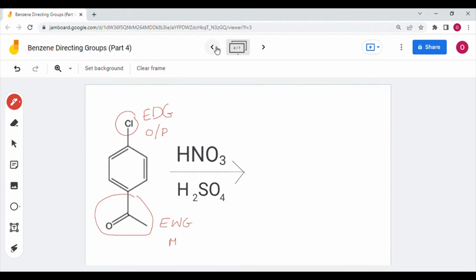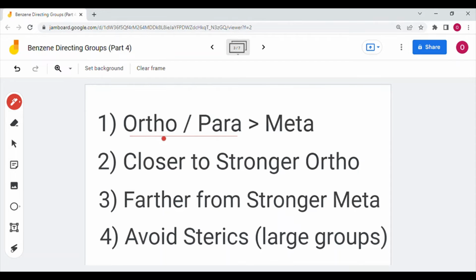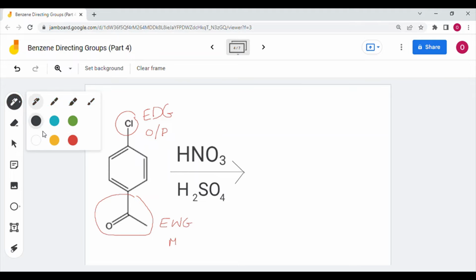And if we go back to the previous slide, I mentioned that ortho-para is always going to take priority over meta groups because ortho-para can give an additional resonance structure. So with that information in mind, we know that this reaction is going to be in relation to this electron donating group. And we know that electron donating is ortho-para, so this nitration is going to be either on this ortho position or this para position. Because this para position is already taken up by this group, we know that this nitration reactant is going to be added onto the ortho position, like so.